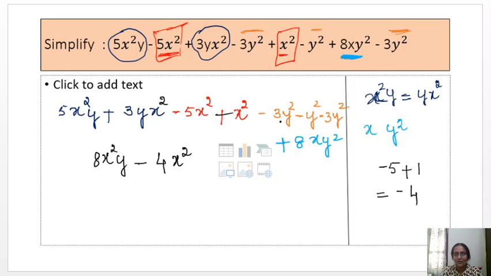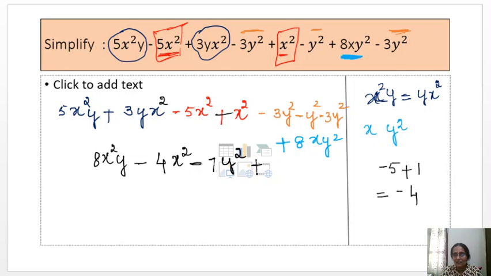Now here you have to add up minus 3, minus 1, minus 3. What is the sum? You have to add up all the negative integers. Irrespective of the sign, you add up all the numbers, then assign the minus sign. That is the rule to add up all the integers with the same sign. It is minus 7y square.